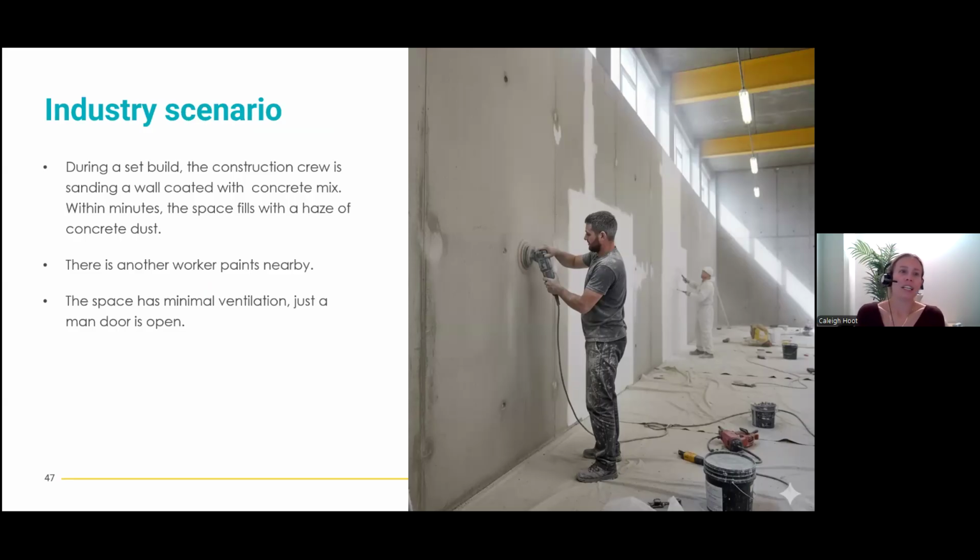Okay, so during a set build, we have a construction crew. They're sanding a wall down. The wall is coated with a concrete mix. Within minutes, the space is filled with kind of a haze of concrete dust. We have another painter working nearby, so there's other people working in the hazy space. We do have some minimal ventilation, but it's just a man door in the corner and it's kind of open, bringing fresh air in, but not really moving it around.